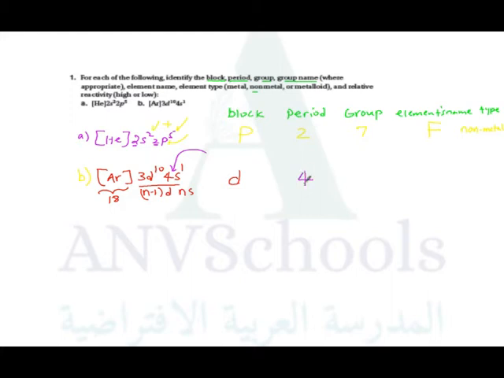For the group, we simply add these electrons and these electrons together, so we will have group 11. The element's name is copper, and it's definitely a metal. So these are the pieces of information we can extract from the configuration given in the question.